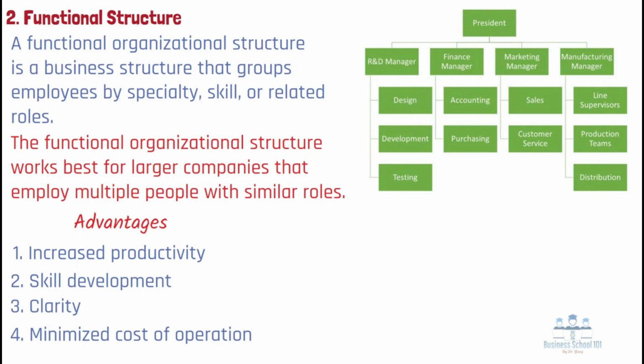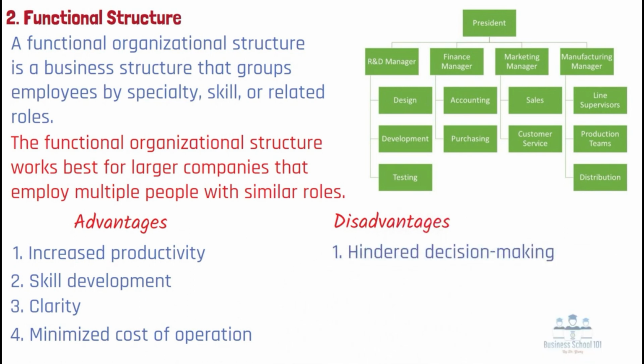4. Minimized cost of operation. By organizing employees according to business functions, departments can reduce the chance for multiple departments to complete similar work. Giving tasks to individuals with the right skills also saves money because work gets performed more efficiently. Some of the disadvantages of functional organizational structures include 1.